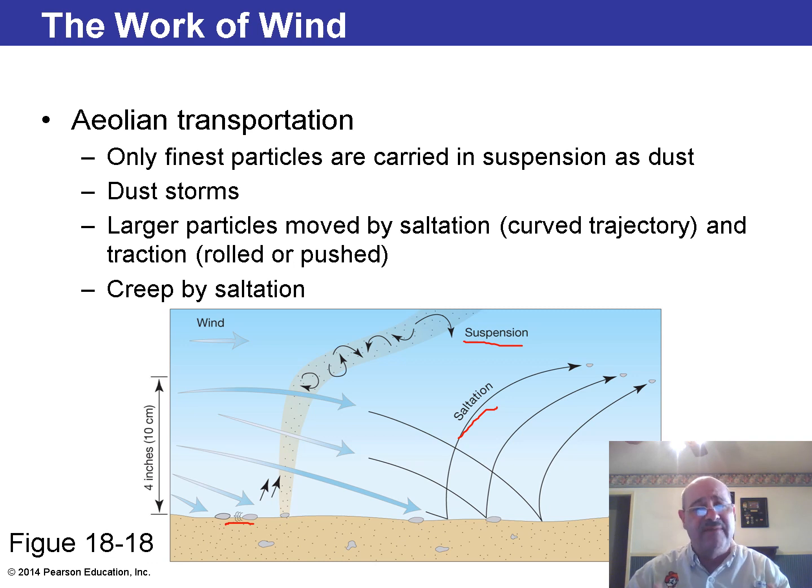If that wind's strong enough, yeah, you've seen the movies and what have you. They can come up with some big sandstorms, right? All right, dust storms. Again, most of them ain't necessarily sandstorms. They're mostly dust, right? They pick up all that loose stuff and just blow it around, make it hard to breathe. Larger particles move by saltation, curved trajectory, and traction, rolled or pushed, just like the alluvial, okay?